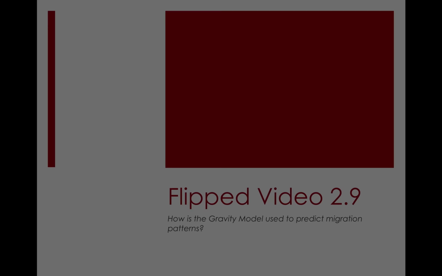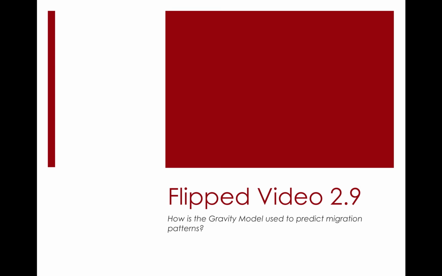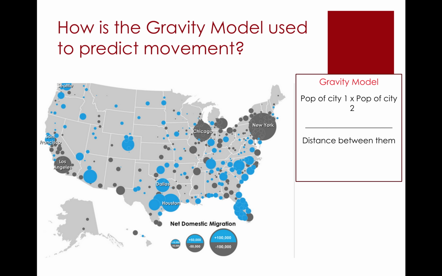In this last flip video, we're going to discuss the gravity model and how it is used to predict migration patterns. To start us off, the gravity model is a formula. It reads: population of city 1 times population of city 2 divided by the distance between them. Using the title of the model itself, the gravity model is used just like gravity, a force that the Earth exerts upon all objects.